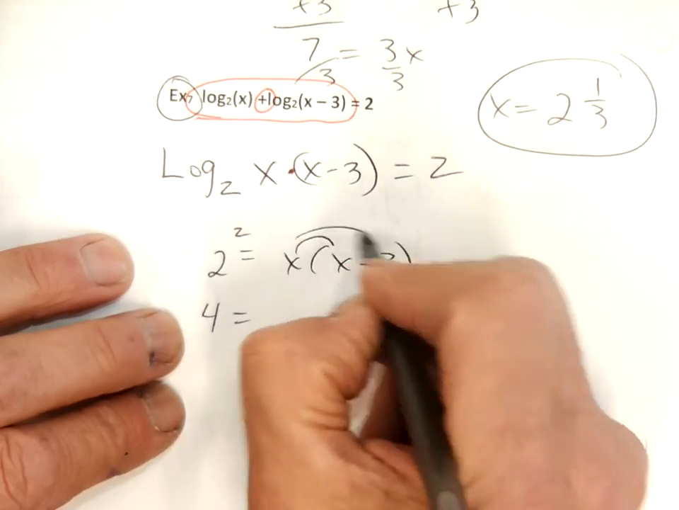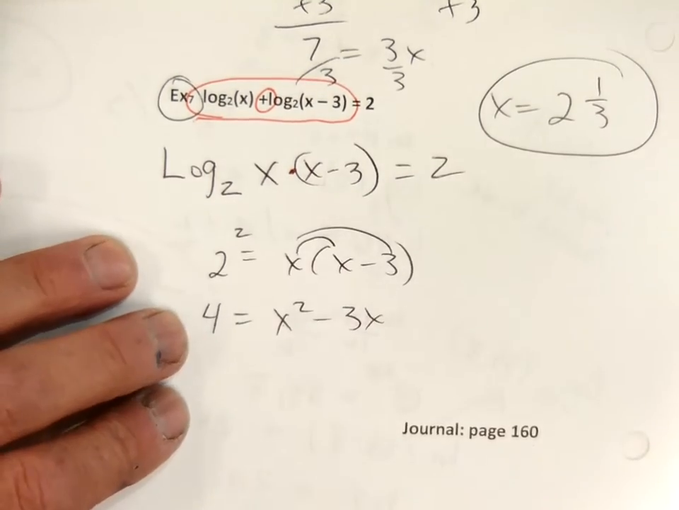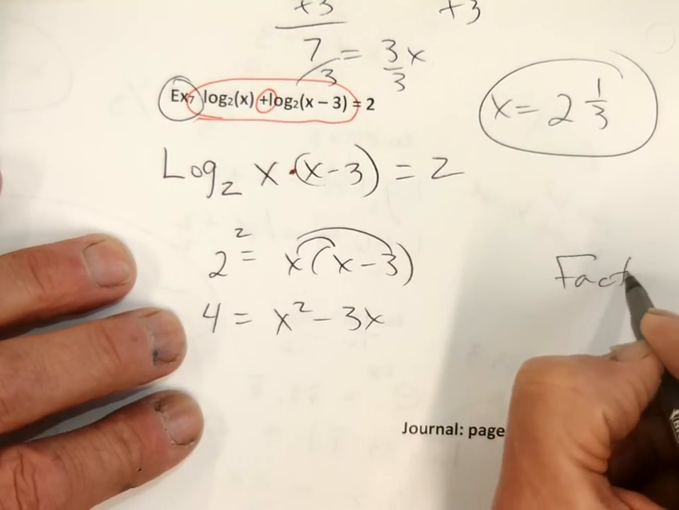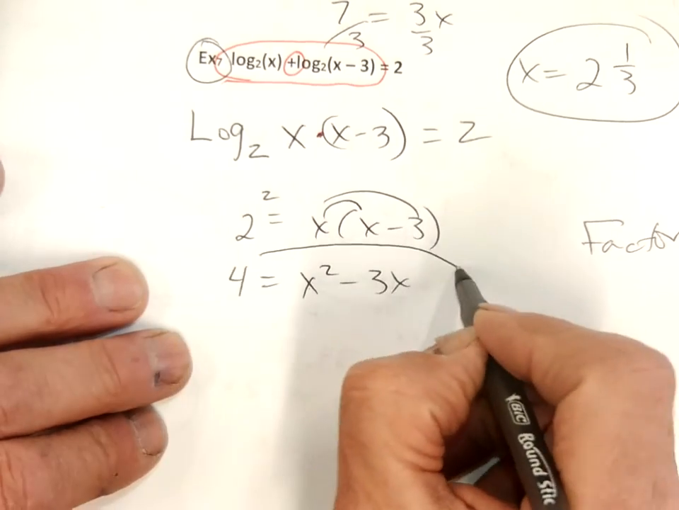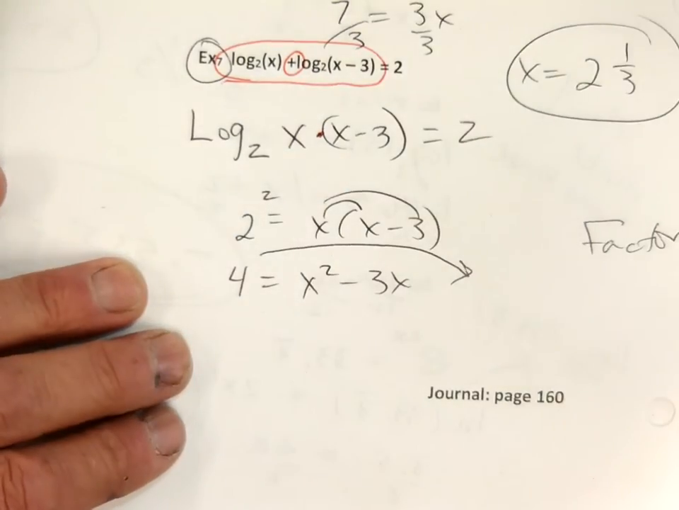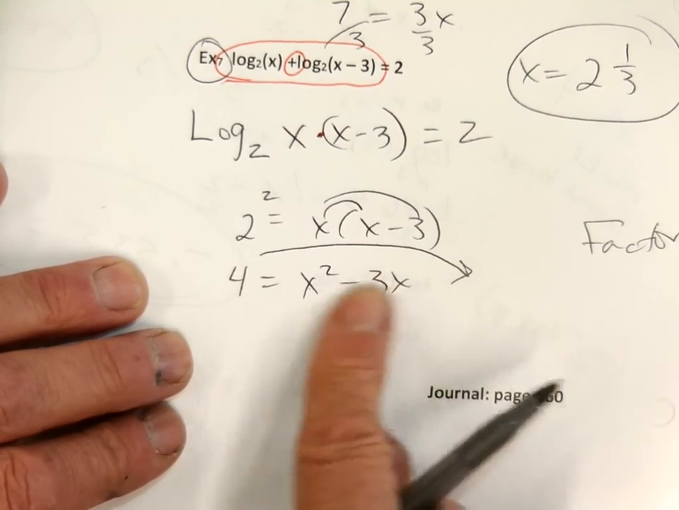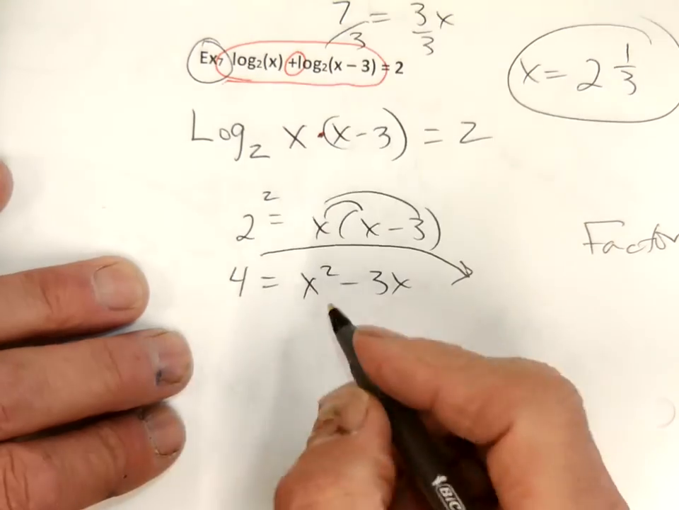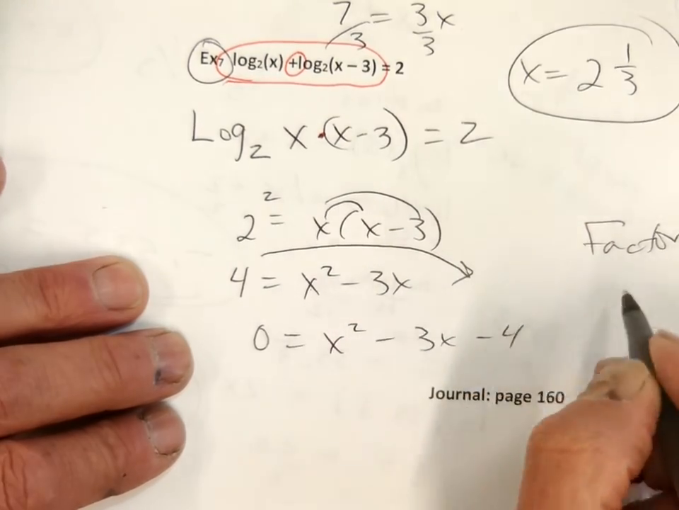I'm going to distribute. Looks like I'm going to have to factor. I can do that. Let me bring over the 4. How do I bring over the 4? I subtract. I heard that minus. Who said minus? Totally right. X squared minus 3x minus 4.